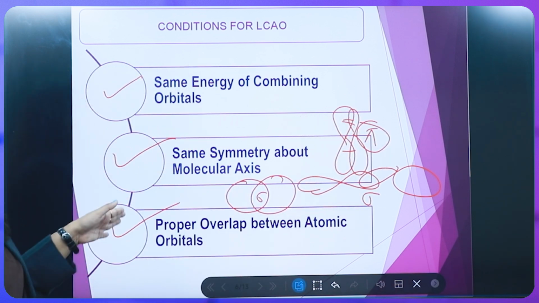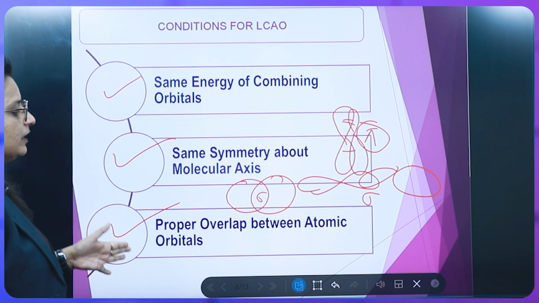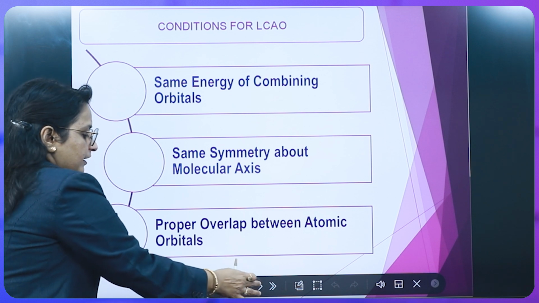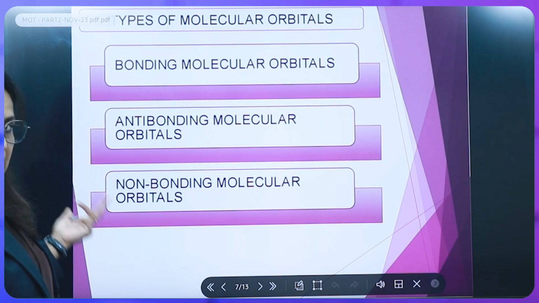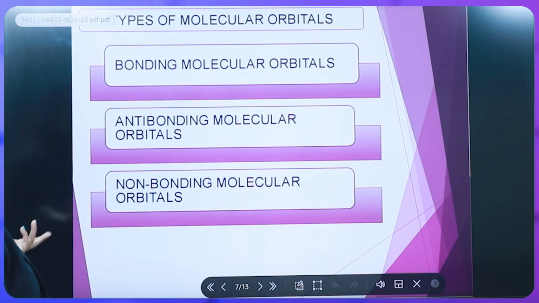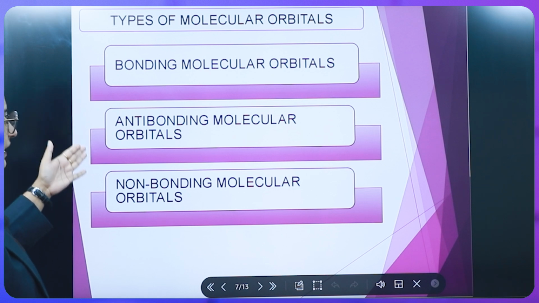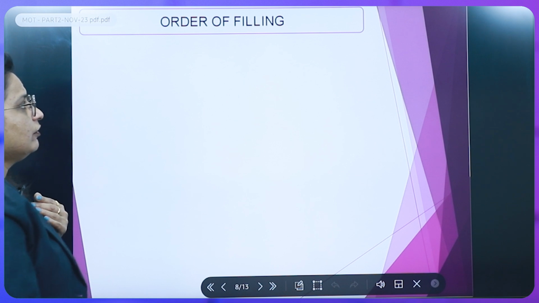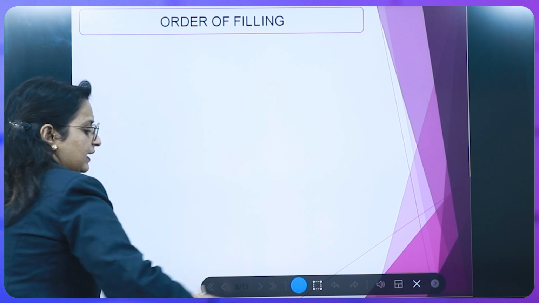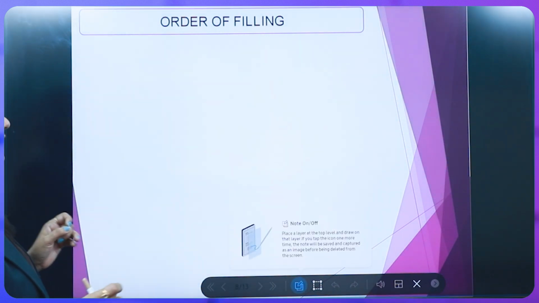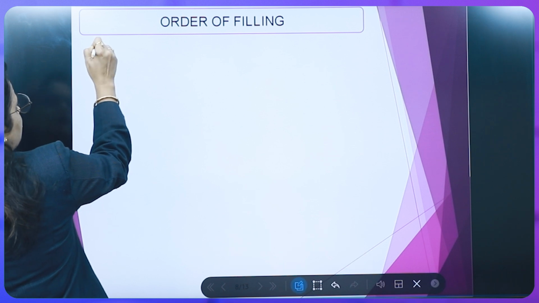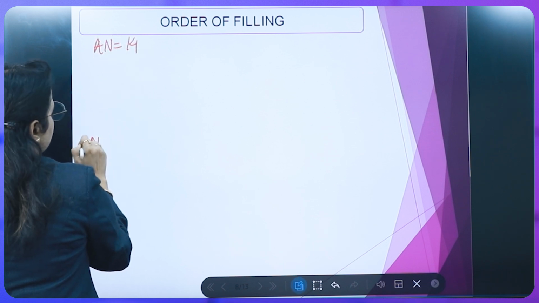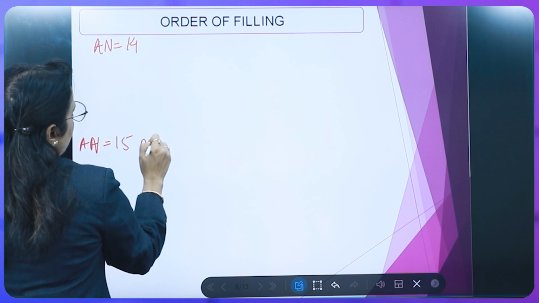So, conditions for linear combination of atomic orbitals remain the same as in the case of homodiatomic molecules. The same type of molecular orbitals are formed: bonding, antibonding and non-bonding. Now, let us have a look at the order of filling. As you remember in the case of homodiatomic molecules, there are two cases: if the atomic number is 14, and the second one is if the atomic number is 15 or above.